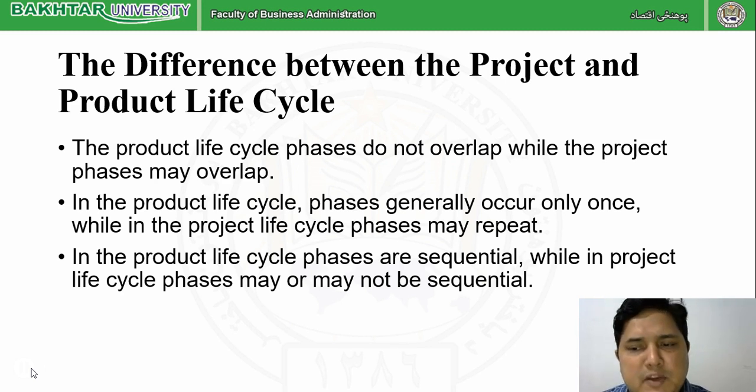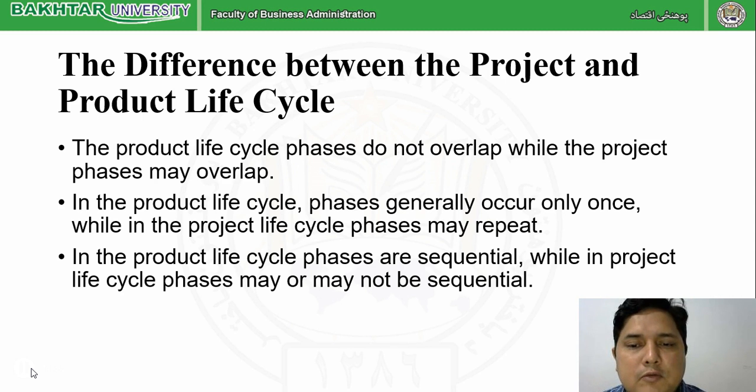So these are some basic differences. In the project life cycle, phases generally occur only once, while the product life cycle phases may repeat. We may repeat the phases of planning. We may repeat the phases of implementing. We may repeat the phases of monitoring and control from time to time.